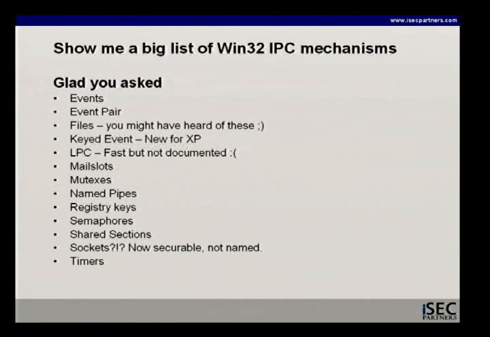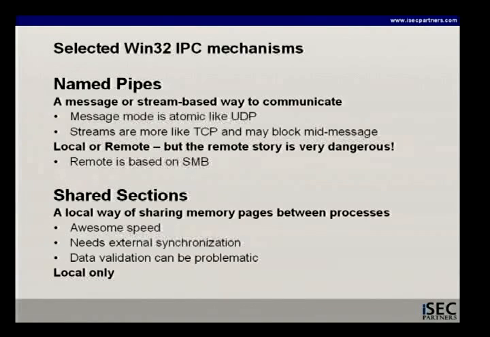Here's a big list of some of the Win32 IPC mechanisms. Hopefully some of these are things that you haven't seen before, but maybe none of them are. Events, event pairs, files, keyed events, LPCs. LPCs are an undocumented but fast IPC mechanism. Some of these, like sockets, are never named. They might have a port associated with them, but they're not named, and they don't become part of the namespace.